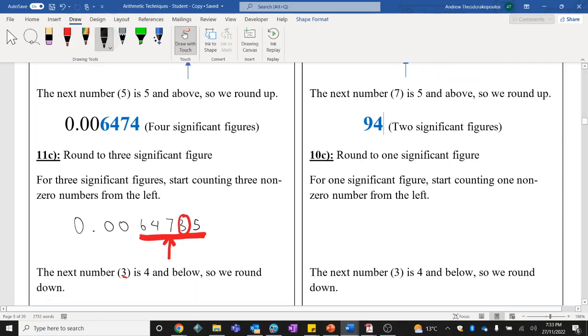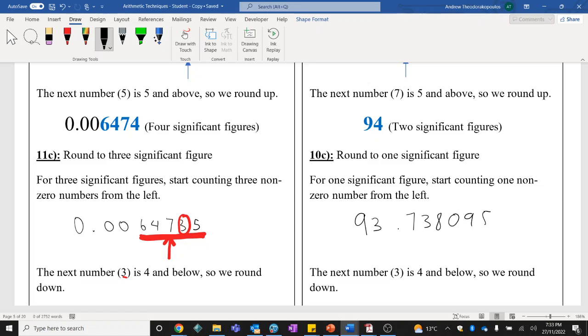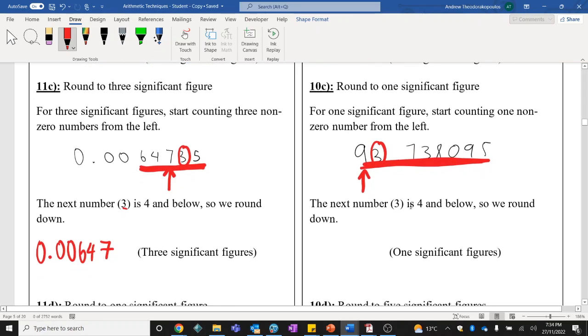Let's do the same thing. 93.738095. We want to round to 1 significant figure, so let's underline all the significant figures, even though it doesn't really make that much of a difference. It's a good habit to be in. Point to the first significant figure and circle the number afterwards. It's a small number, so we round down. Now, this number here, 9, stays the same.